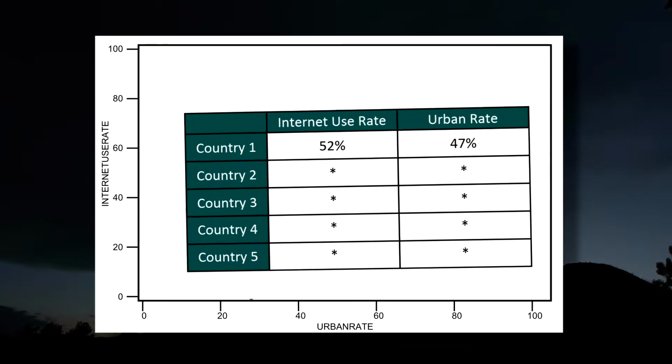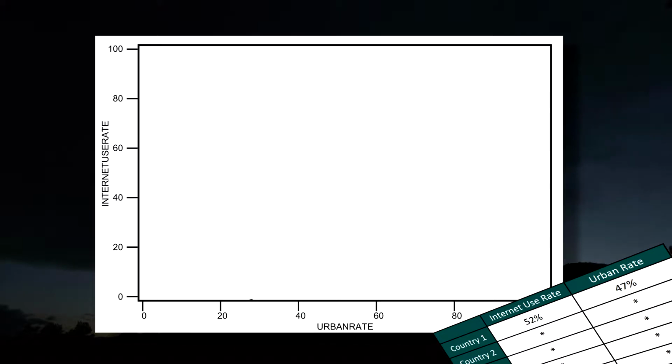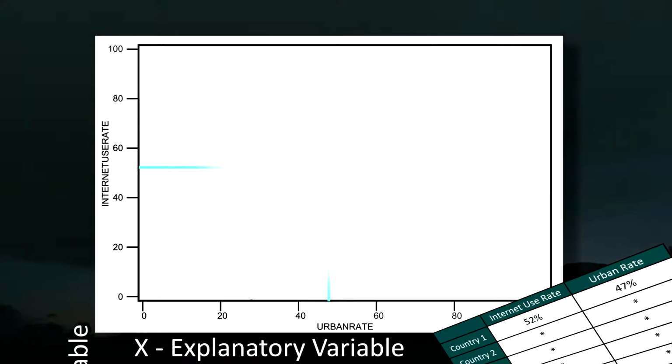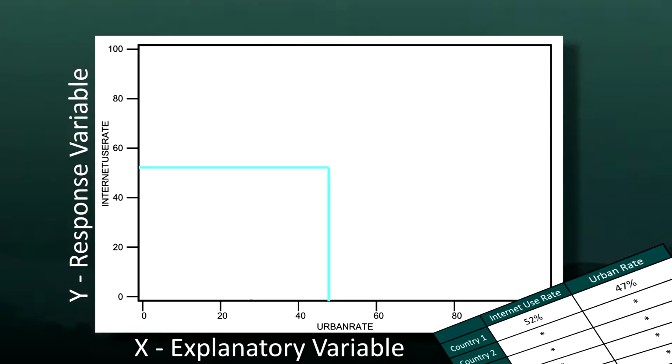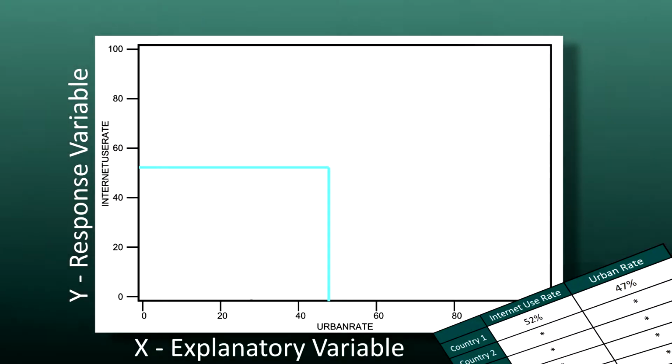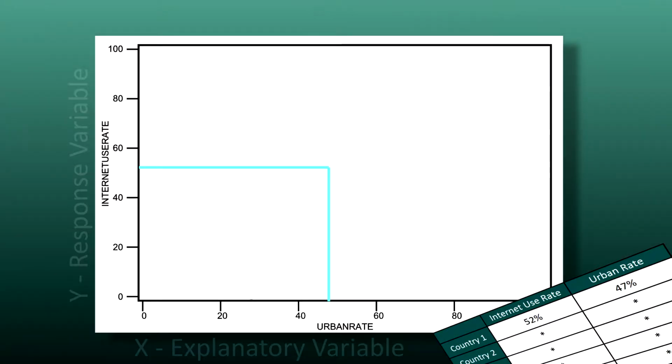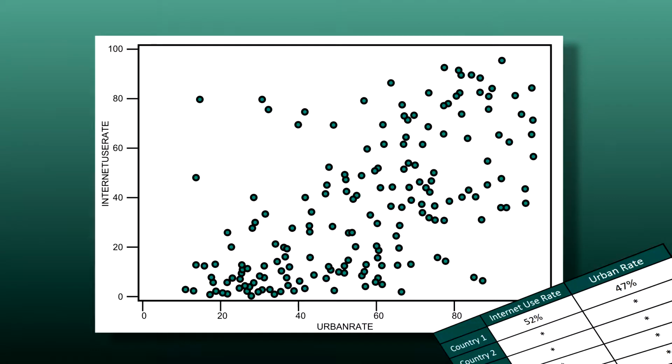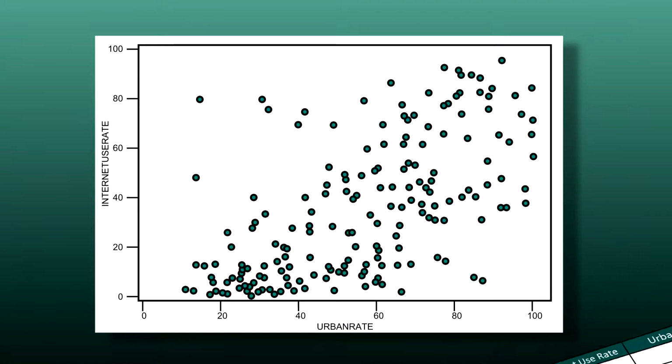To create a scatterplot, each pair of values is plotted so that the value of the explanatory variable, x, is plotted on the horizontal axis, and the value of the response variable, y, is plotted on the vertical axis. In other words, each individual appears on the scatterplot as a single point whose x-coordinate is the value of the explanatory variable for that individual and whose y-coordinate is the value of the response variable. When describing the overall pattern of the relationship, we look at its direction, form, and strength.